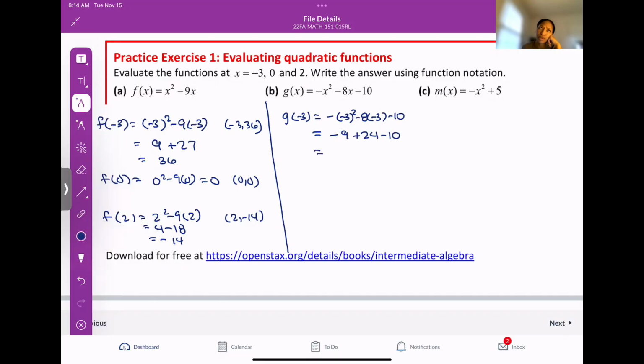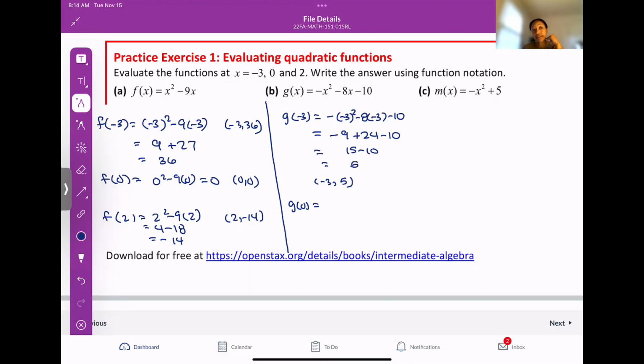Negative 9 plus 24 would be 15. And 15 minus 10 is 5. So we have the point negative 3, 5. G of 0. Remember, if you plug in 0 for x in a function, this tells you where your y-intercept is, okay?